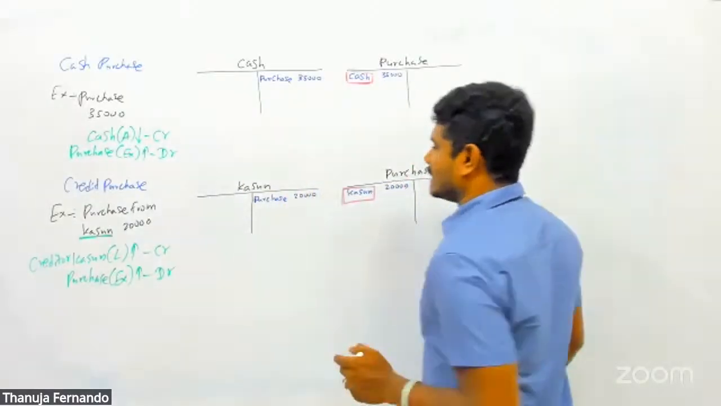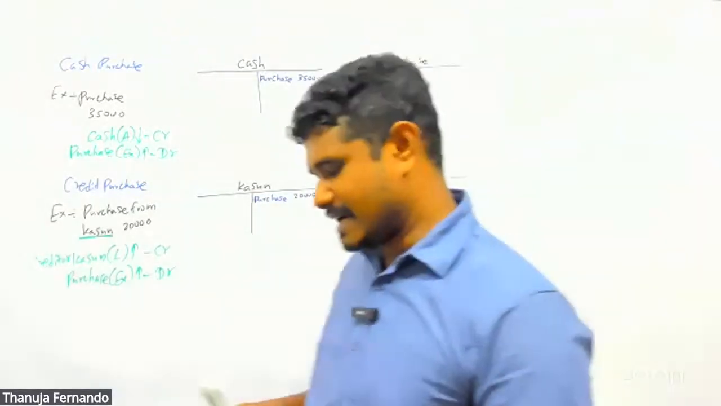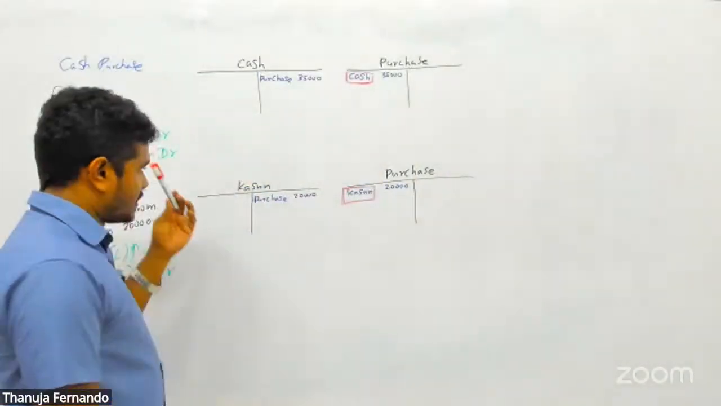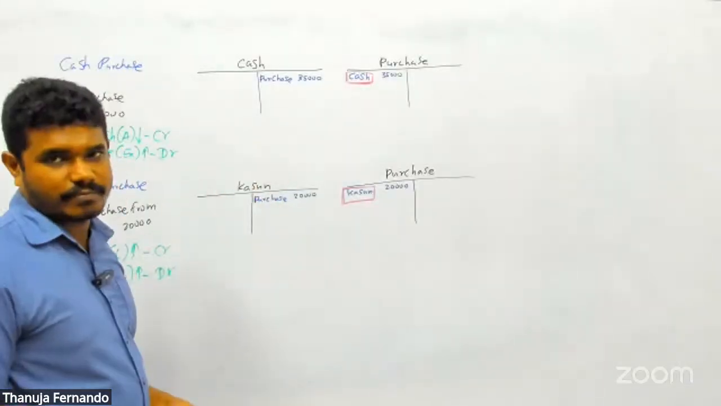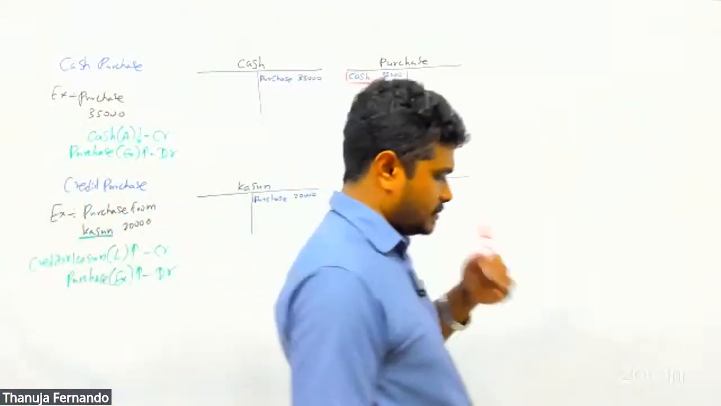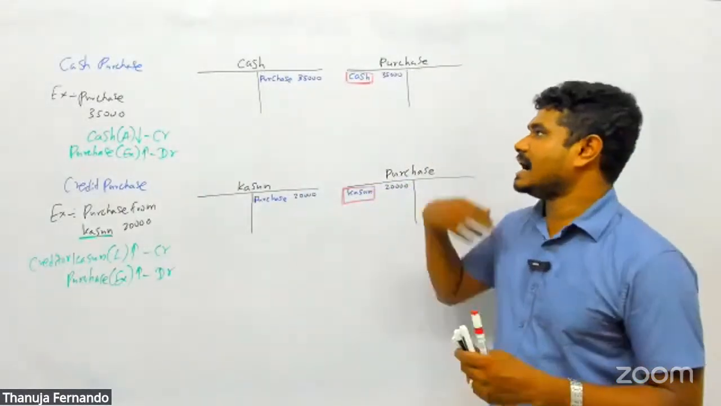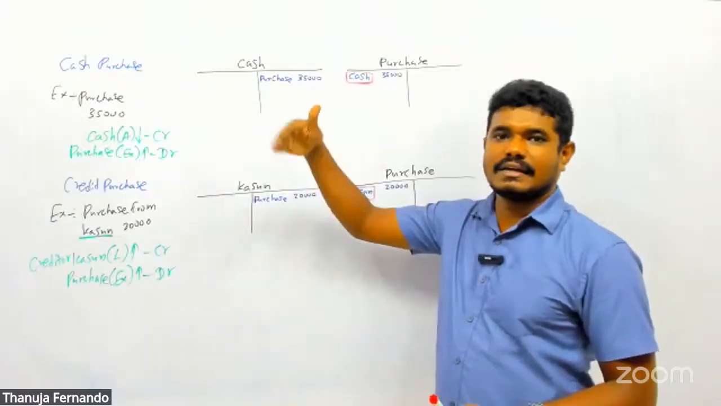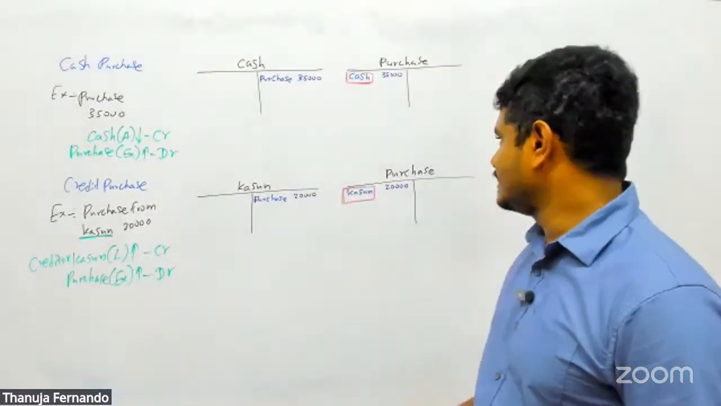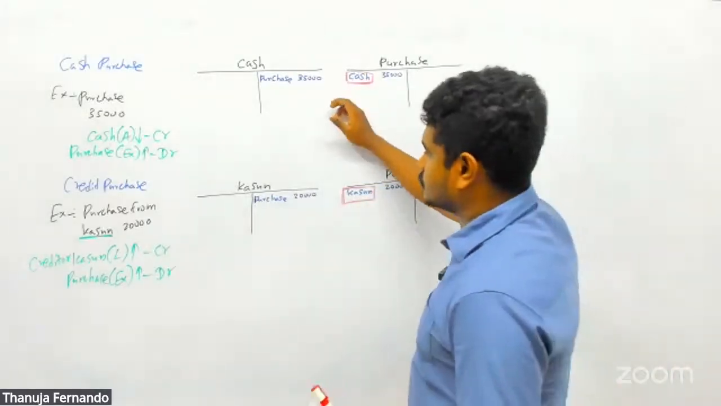On the other hand, the other related account for a credit purchase is always a creditor company or a creditor person. But for a cash purchase, the other account is always cash, because we always pay in cash. Right? This is the main difference between both of these.